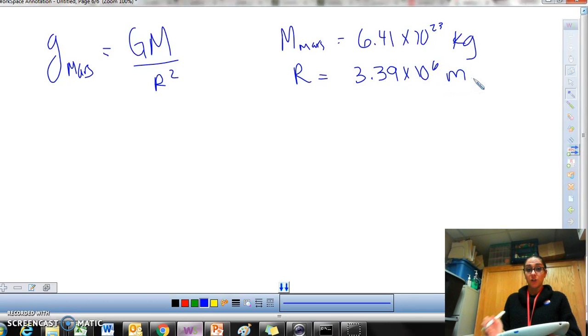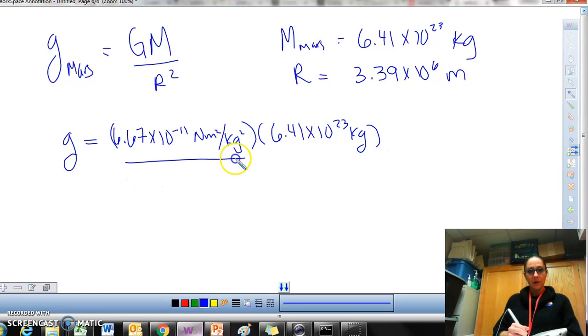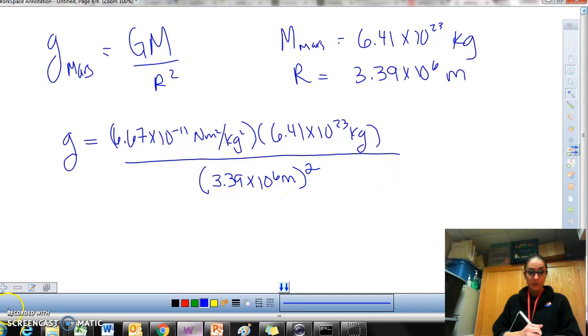All right, so let's find g of Mars, and we can check our answer by looking it up. This is how we know the gravitational acceleration on different planets. G is 6.67 times 10 to the negative 11 newton meters squared over kilogram squared, times the mass of Mars, divided by the radius squared. So I'm just going to pause the video to calculate this.